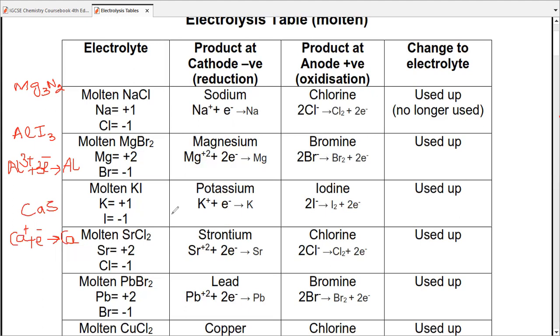We get this at the cathode. Okay. This time you need to fill in the anode's information as well. Go ahead. What about the anode?